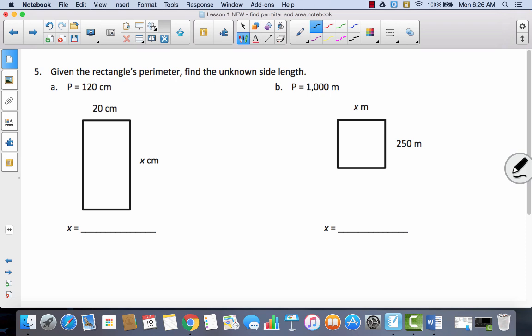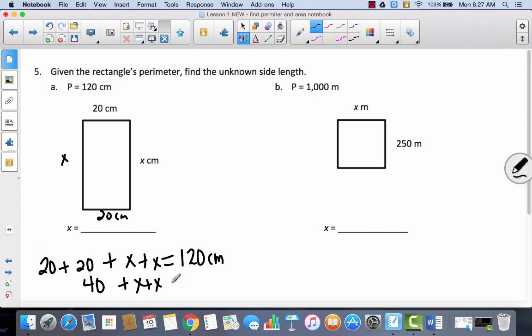All right, let's take a look at number 5. We're doing the same thing in number 5, except this time they gave us the perimeter. So remember, to find the perimeter, we have to add up all the sides. So if we know that this is 20, then we know that this is 20, and whatever x is going to be the same over here. So 20 centimeters plus 20 centimeters plus x has to be equal to the perimeter, which is 120 centimeters. So 20 plus 20 is equal to 40. So 40 plus x is equal to 120 centimeters.